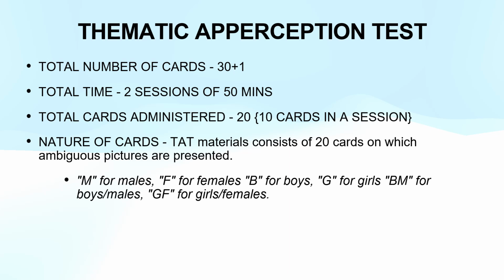And the nature of the cards is that they consist of 20 cards on which ambiguous pictures are presented. A lot of cards only have numbers. If you flip the card over, you will see that only numbers are written, but some cards also have certain characters, like 18GF. M is for males, F is for females, B is for boys, BM is for boys or males, and GF is for girls or females.